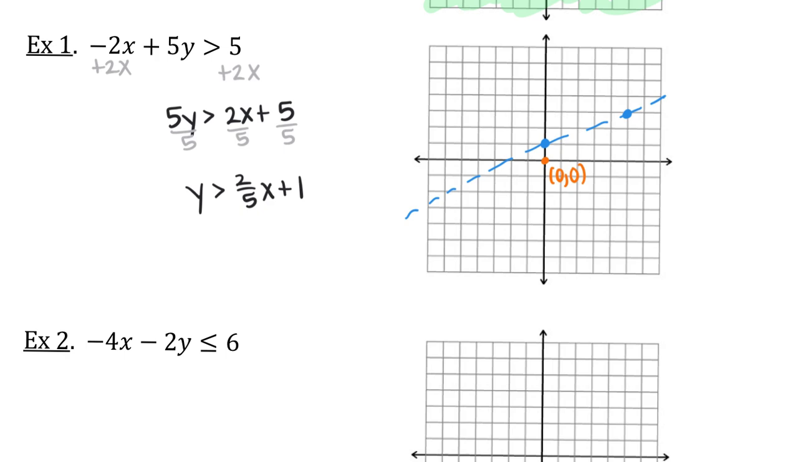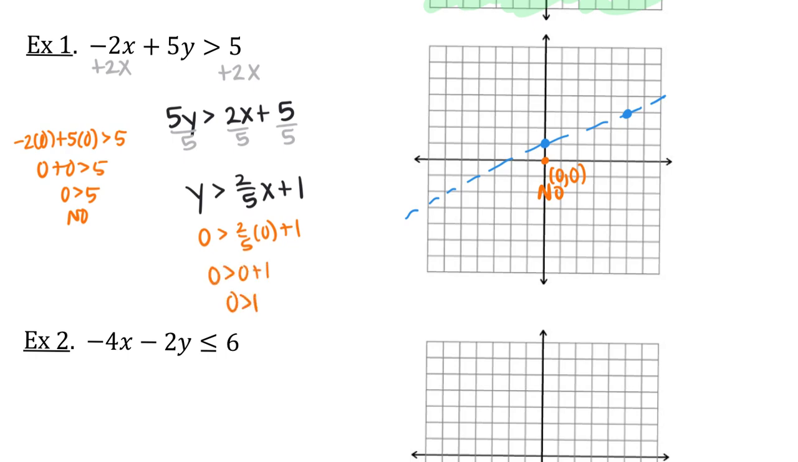Actually, let me plug it in the original first. So if I plug 0, 0 in the original equation, I get negative 2 times 0 plus 5 times 0 is greater than 5. And I'm like, 0 plus 0 is greater than 5? Nope. And based on that, I know I'm not shading this. Or I can plug it in down here. I'll get 0 is greater than 2/5 of 0 plus 1. 0 is greater than 0 plus 1. 0 is greater than 1. Nope, still not true. So it doesn't matter which one you plug it into, you're going to get the same result. Whichever one looks easier, plug it into that one. Some of you like this one, but if you plug it in here, there's no fractions, so either way is fine.